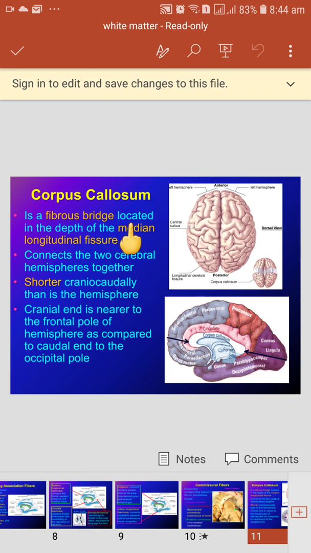It is a fibrous bridge located in the depth of the median longitudinal fissure, and it connects the two cerebral hemispheres together. It is shorter craniocaudally than the hemisphere. The cranial end is nearer to the frontal pole of the hemisphere as compared to the caudal end to the occipital pole. You can appreciate here the corpus callosum starting from the frontal lobe and ending towards the occipital lobe.